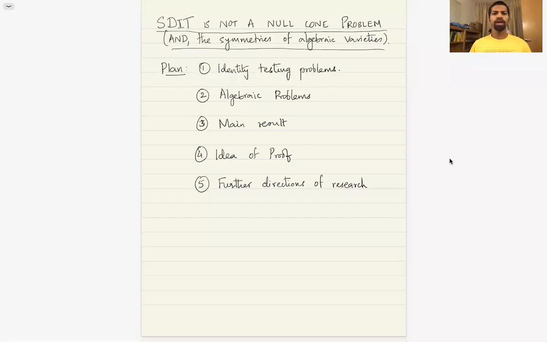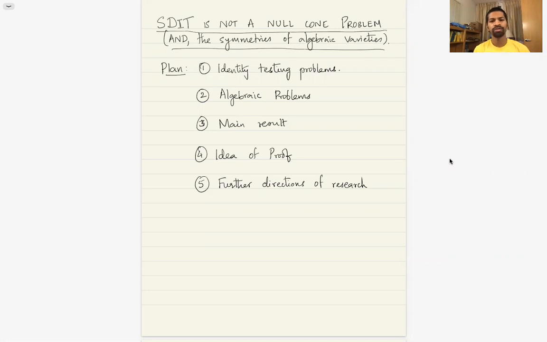Hi. So today I'm going to talk about symbolic determinant identity testing, which I've abbreviated to SDIT. I'm going to take a very algebraic perspective of this, and we're going to prove a negative result. I will explain all the terms in the title. In particular, things that are probably not familiar to you are the null cone, and to some extent, what I mean by the symmetries of algebraic varieties.